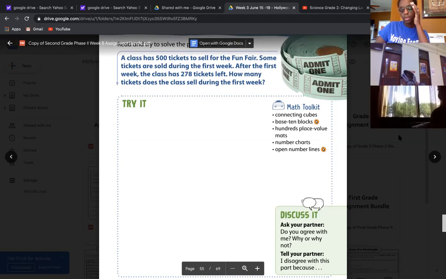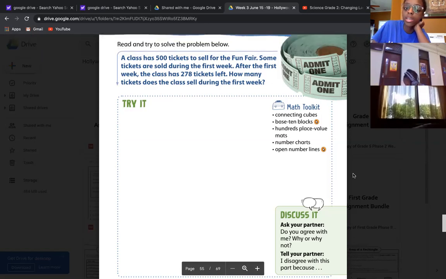All right, while you find it, I'm going to go on and read it. It says, a class has 500 tickets to sell for the fun fair. Some tickets are sold during the first week. After the first week, the class has 278 tickets left. How many tickets does the class sell during the first week? So if we're trying to figure out how many they sold, should we add or should we subtract? What do you think, Jakaira? I started out with 500 tickets, but now I only have 278 tickets. Should I add or should I subtract?